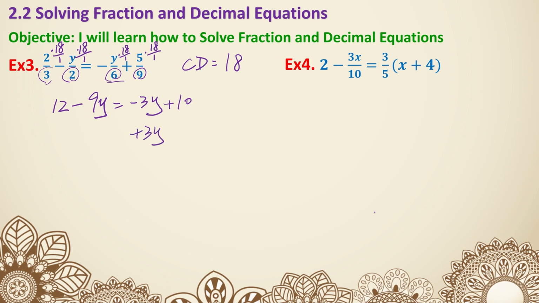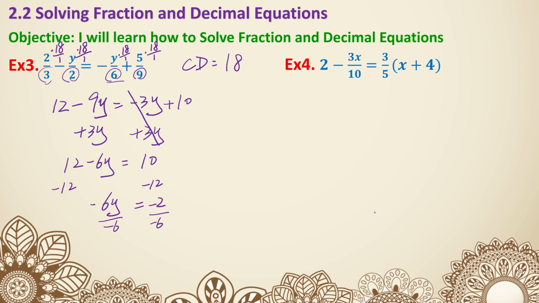Then we move the variables. We're going to add 3y on both sides. So the negative 3y and the 3y are gone. 12 minus 6y equals 10. Subtract 12 over, we got negative 6y equals negative 2. Then divide both sides by a negative 6. Again, this is a negative 6 times y. So in order to get rid of the negative 6, we have to divide both sides by negative 6.